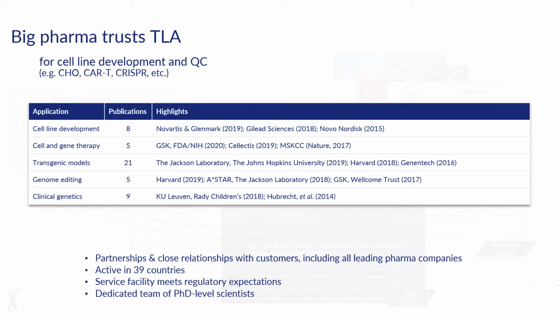And we have been mostly working as a service provider. So our facility performs all the TLA work for our customers in close collaboration with our customers through our dedicated team of PhD level scientists who are very knowledgeable and have seen hundreds to thousands of CHO samples and cell lines in the last few years.